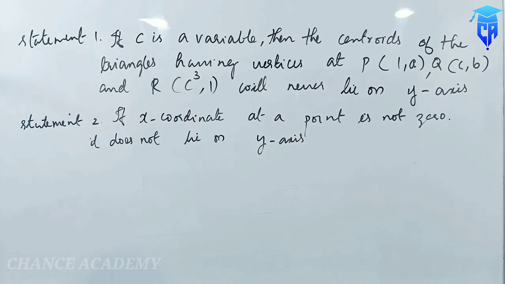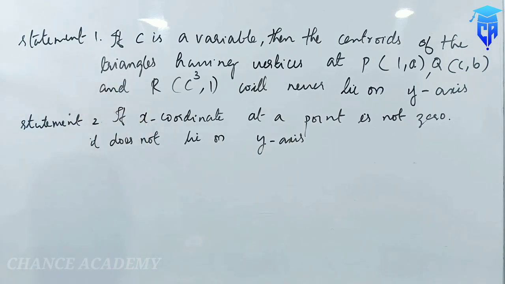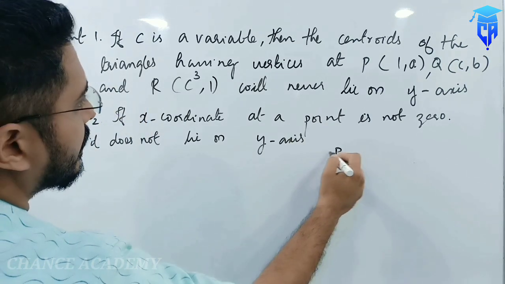So we shall discuss one more question based on assertion reason type. It's again from coordinate geometry. The assertion, the first statement, is: if C is a variable, then the centroid of the triangles having vertices at P (1, A), Q (C, B), and R (C cube, 1) will never lie on the y-axis.